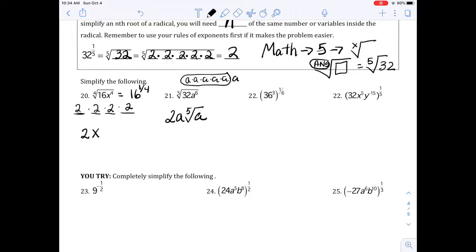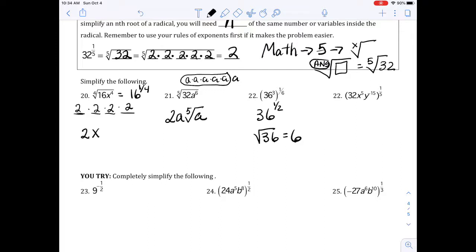For number 22, we're going to use our rules of exponents. So that's going to be 36 raised to the 3 times 1/6. Well, 3 times 1/6 is 3/6, which is 1/2. Go to your calculator, do 36 to the 1/2, or remember that it is equivalent to the square root of 36, which is 6.